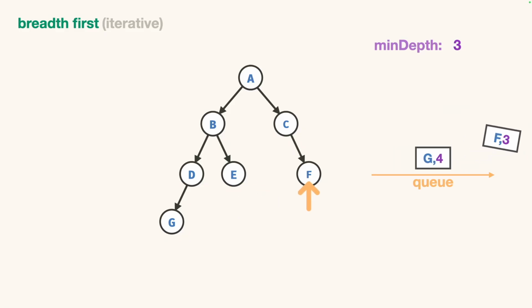Remove the front of my queue, or remove the F node. I can see that F is a leaf and it has a depth of 3. It's actually a tie with my current min depth, so I don't need to update anything here.